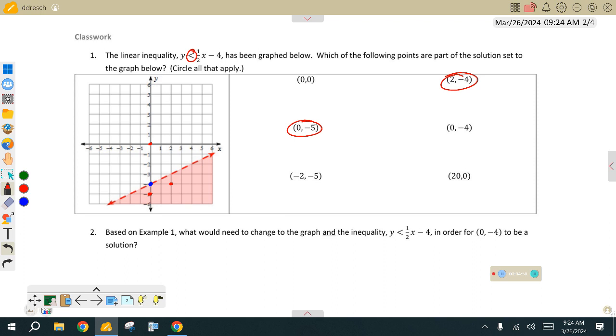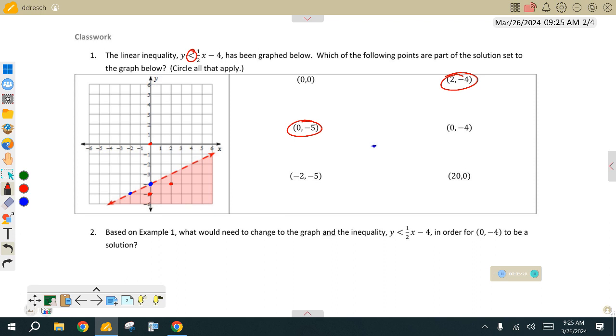All right. So with that, that's the difference there. So you're close to being a solution, just not quite. You're close to being at the party, just not quite. Right, Katie? Okay. So what did we say? 0, -4 is not. What about -2, -5? So that's not. And then lastly, 20. It's way off there, comma 0.